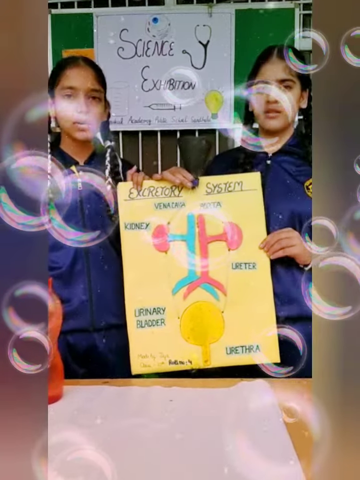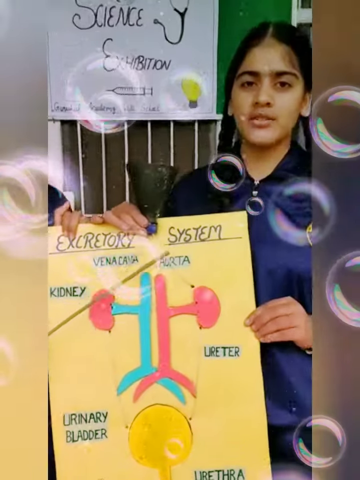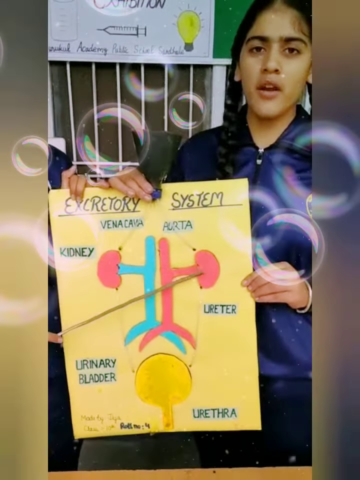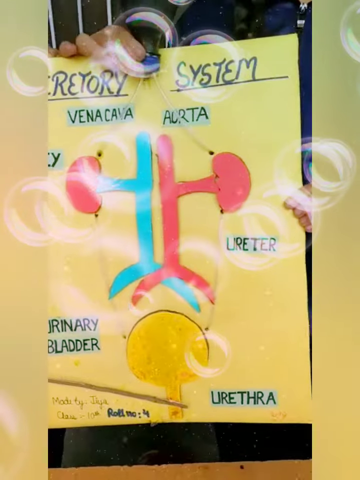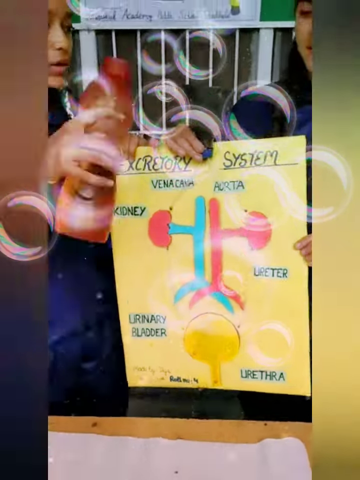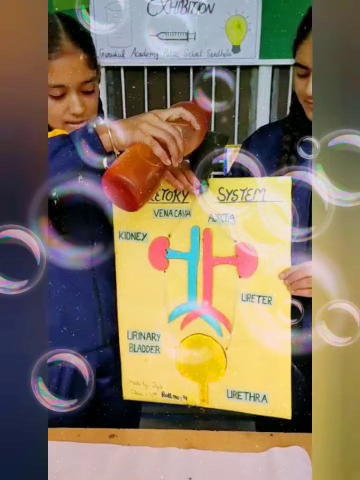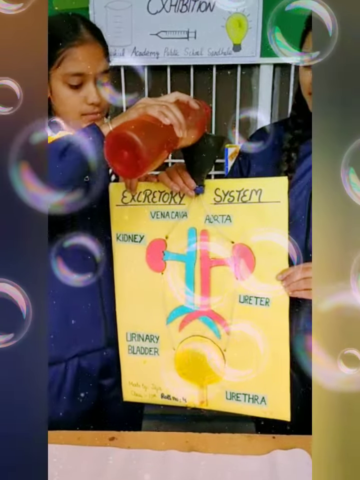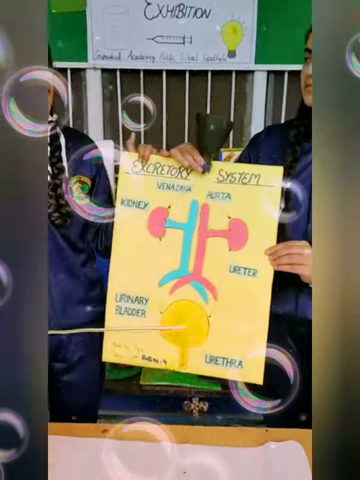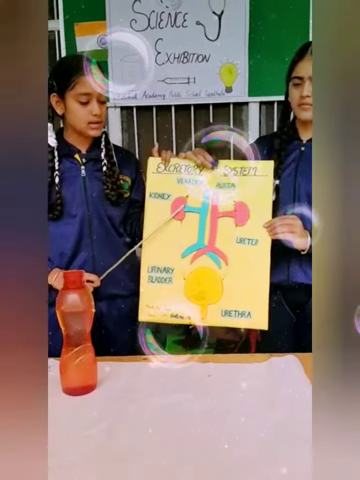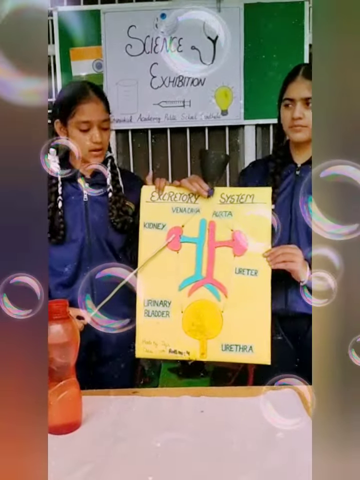Today we are going to explain the excretory system. The excretory system gets rid of nitrogenous wastes from the body into the environment. Urine produced in the kidney passes through the urinary bladder and is released through the urethra. The kidney has a large number of filtration units.